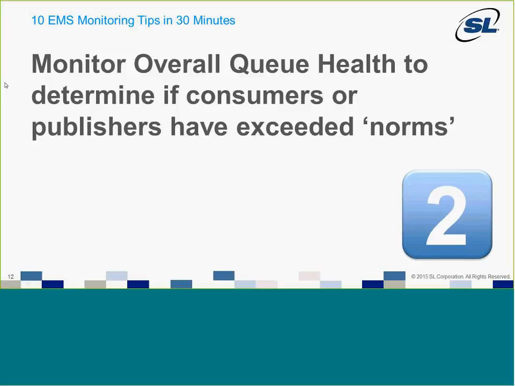Batch processes. Are batch processes being consumed before the next batch arrives? Has there been a change there? Is there a change in the demand of EMS? The consumer is running slow, so maybe that's the application group you need to contact.